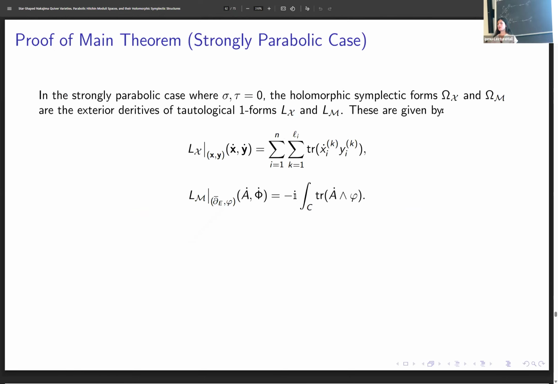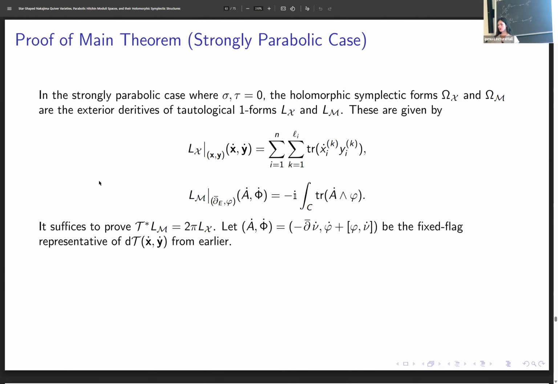So unfortunately, I can only give you the full proof in the strongly parabolic case. In the weakly parabolic case, it's like 6 pages of painful calculations. In the strongly parabolic case, you have these tautological one forms whose exterior derivatives are the holomorphic symplectic forms. And so we just prove it for these tautological one forms. We prove that the pullback is 2 pi times the... That way you don't need a pair of deformations, you just need one.